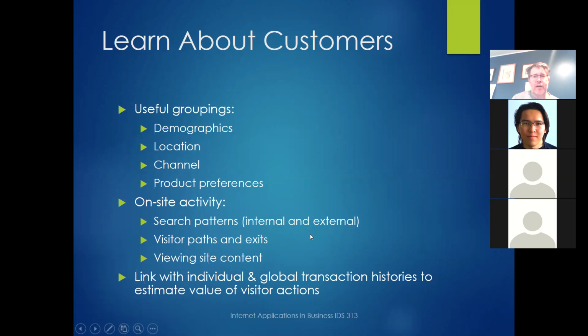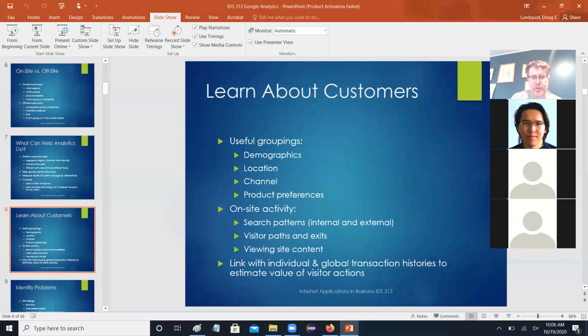Visitor paths and exits, right? Which products they're looking at, how they're getting them, at what point in the process are they leaving. And then last, what site content they're actually viewing, what set of products is being looked at. So all of this information, we'll have a little bit more to say about this as we go forward. All of this information basically gets tied together to estimate the value of individual user actions.